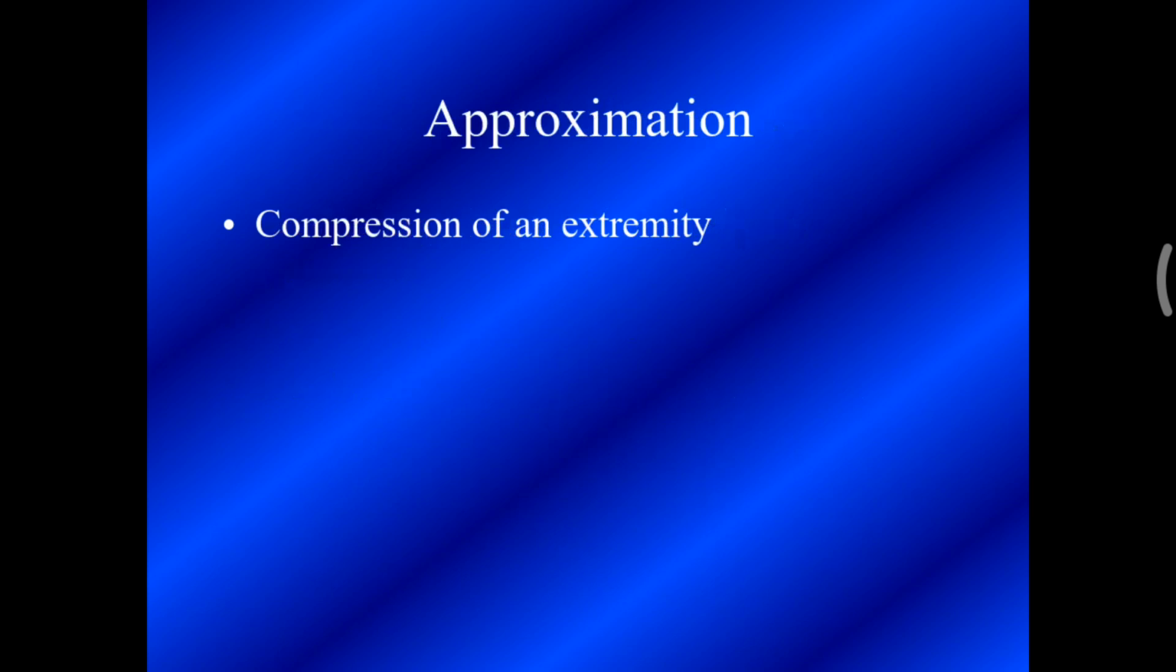Now, next one is approximation. Approximation basically is the opposite of traction, where you compress an extremity. So when do we give approximation? Whenever we want facilitation of the extensor group of muscles, we give approximation. Now, why is it so?